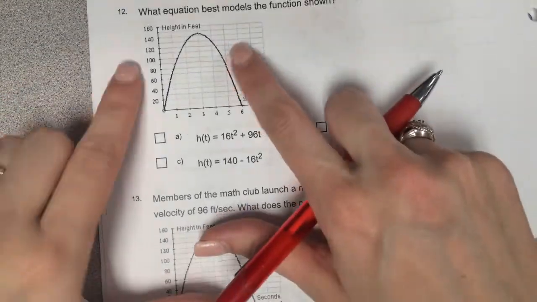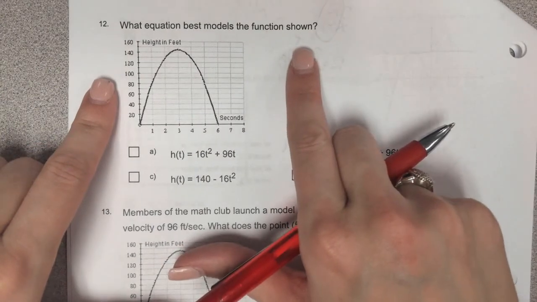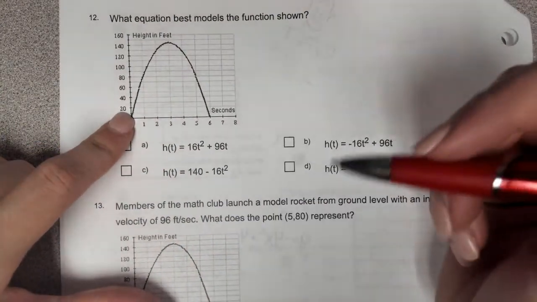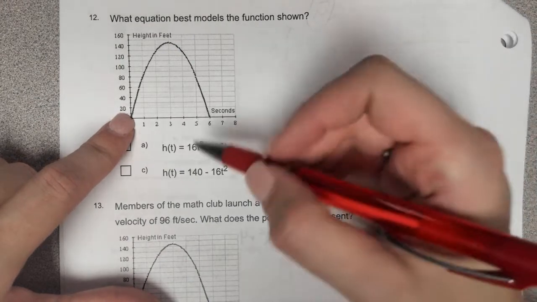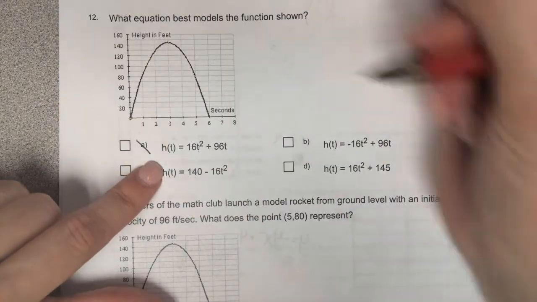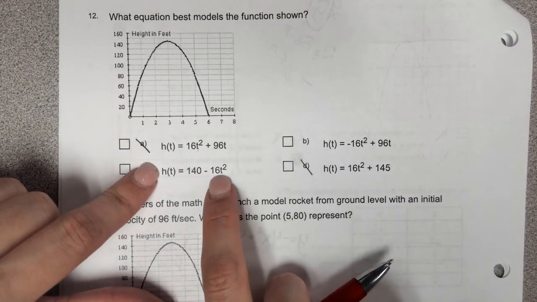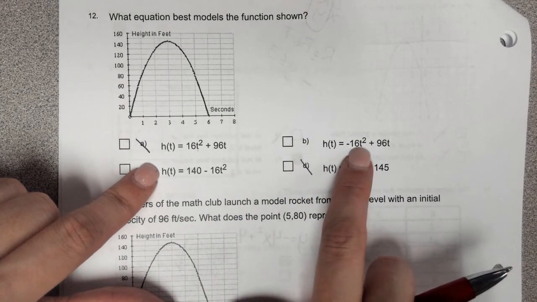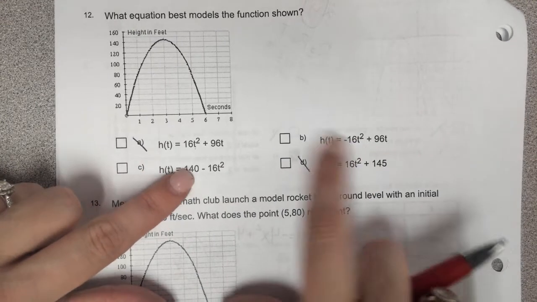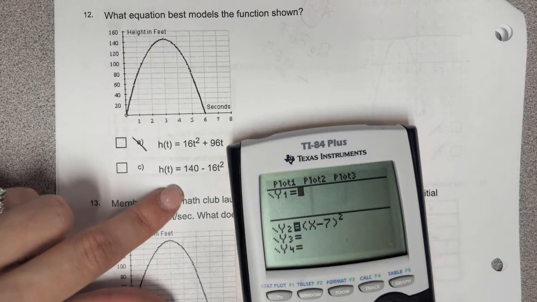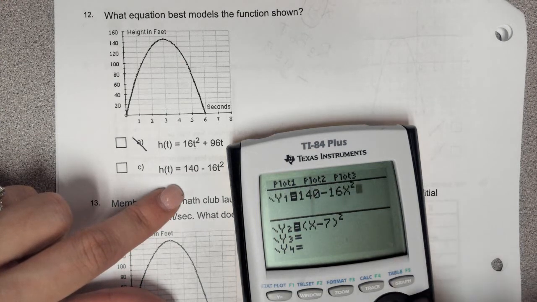All right, what equation best models the function shown? Okay, again, this is a reflected graph, so you know that it has to lead with a negative. So this does not have a leading negative. This does not have a leading negative. That does have a negative in front of the 16, and that does as well. So it's going to be one of those. And you can plug these in your calculator. So let's see, 140 minus 16x squared.